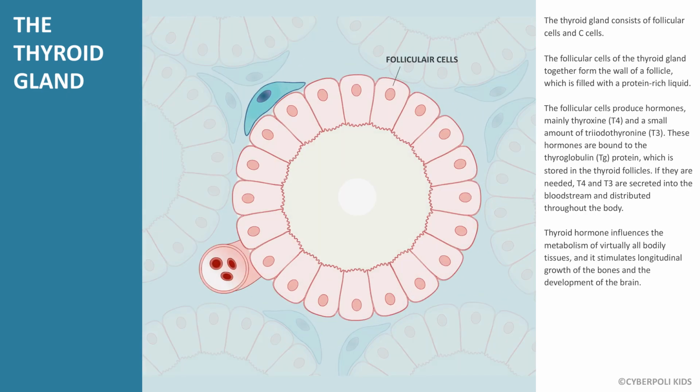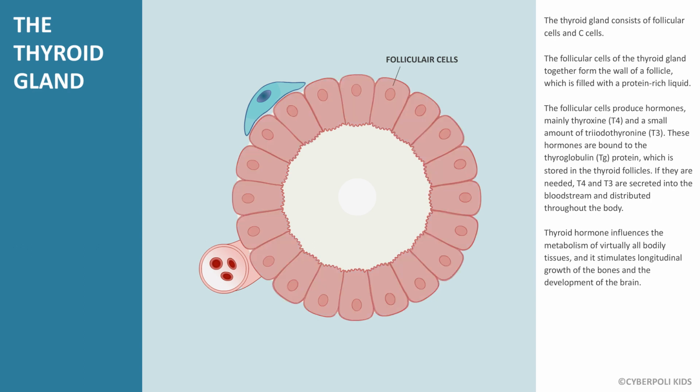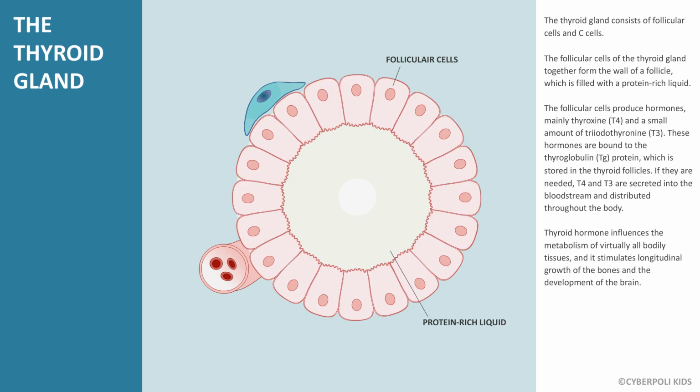The thyroid gland consists of follicular cells and C cells. The follicular cells of the thyroid gland together form the wall of a follicle, which is filled with a protein-rich liquid.